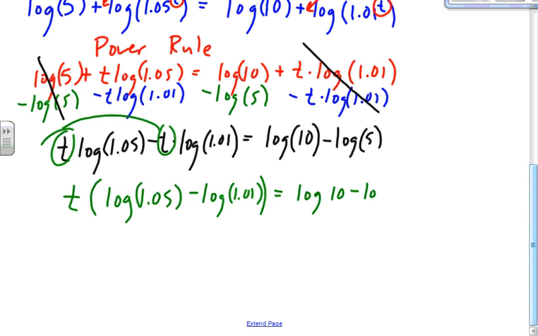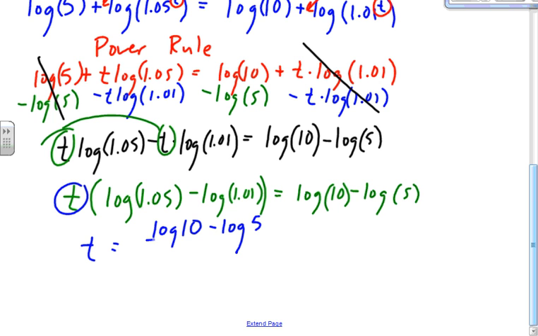Okay? So now we have to solve for t, we're trying to get t by itself, we have to divide by this whole long string of numbers. So we get log of 10, which of course you know that log of 10 is really just 1. So we can cancel this out and put a 1 in its place. So our answer here is 1 minus log 5 divided by log of 1.05 minus log of 1.01.